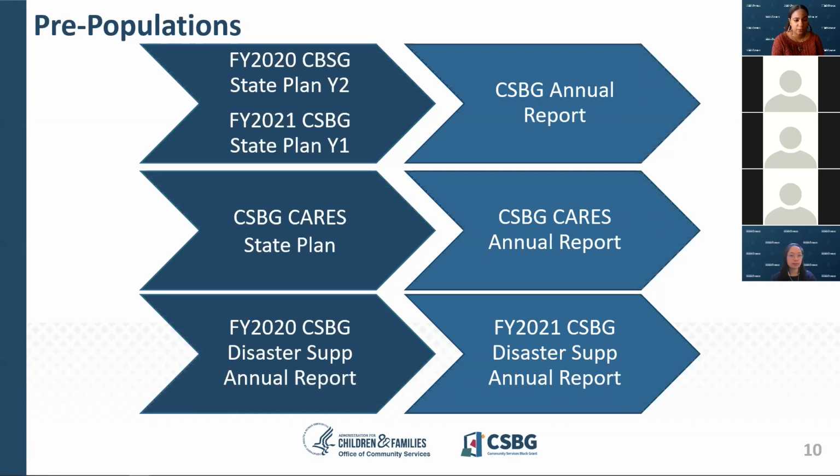The CSBG CARES annual report does pull from your originally submitted CSBG CARES state plan. So again, we're looking to see how you updated or implemented those plans into your CARES annual report. And finally, the fiscal year 2021 CSBG Disaster Supplemental Annual Report pulls from your prior year Disaster Supplemental Annual Report. This is due to the fact that your disaster supplemental state plans were not submitted through OLDC, so we are pulling your information from your previously submitted annual report. And with that, I'll hand it off to my colleague, Lindsay Chatfield.